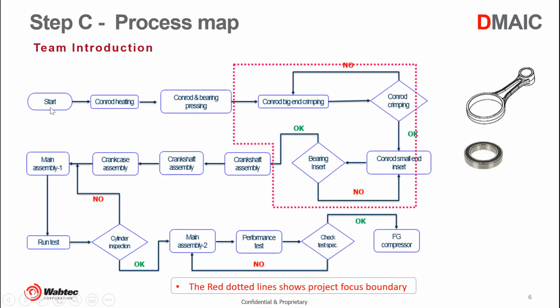And this is starting from here. You can see the conrod heating and pressing. Then you get end crimping. Then you do the conrod crimping. You go ahead with a small end insert, and then you do the bearing insertion, and so on. And then you further go on to the crankshaft and assembly and all that. I'll not go through all that because it's not relevant to the project. But you can see the red lines over here. These red lines show what is within the scope of this project. So we have mapped that part of it.